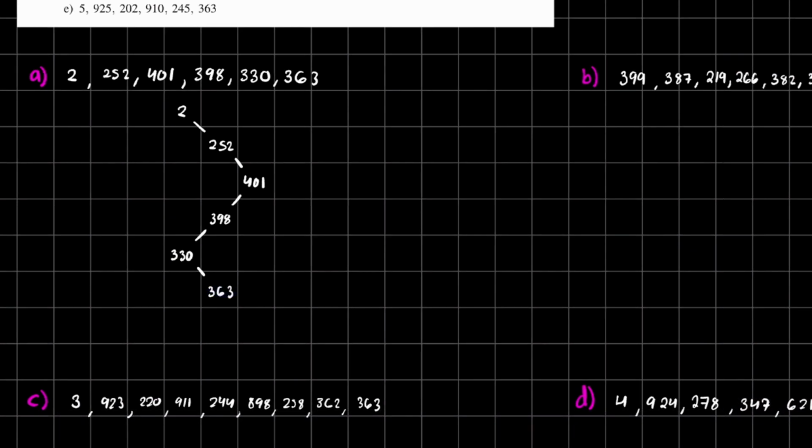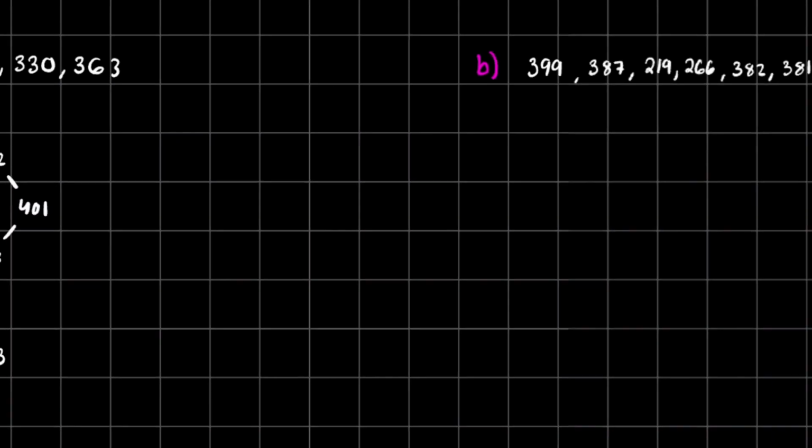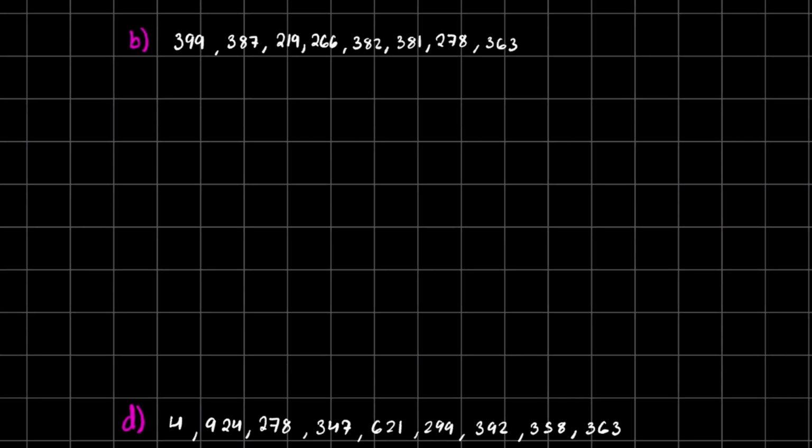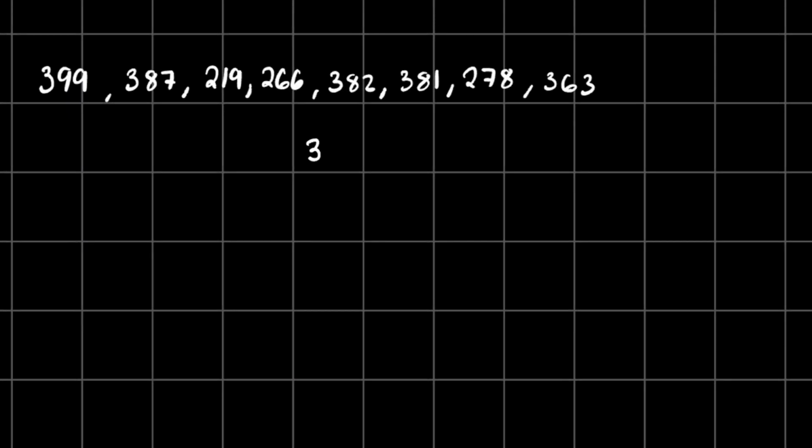Now, in this case, it does work because if you want to find the number 363 from 2, we have to travel through all of these numbers to get there. So let's go ahead and actually try to solve this. So let's go now with 399 with B. So let's take 399, and then we're gonna go to the left, obviously, because 387 is lower.